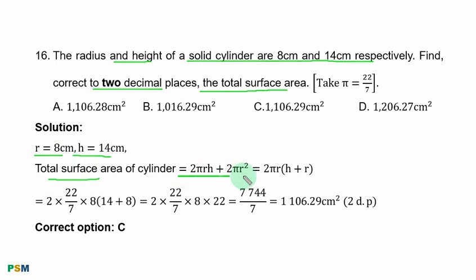You can factor out 2πr and you have it in this form. You replace the parameters with what they stand for. You have this result. When you simplify, you have this result, followed by this. After division, you have 1106.29 square centimeters to 2 decimal places. The correct option is C.